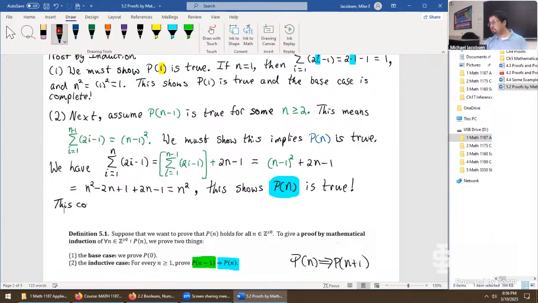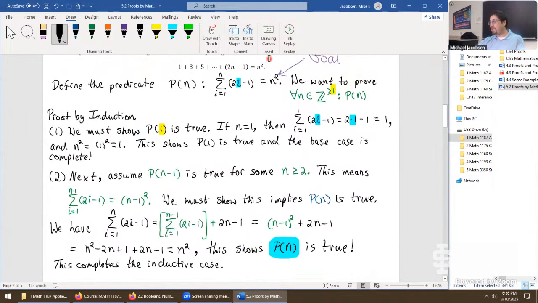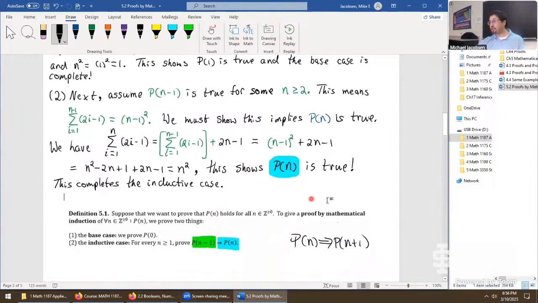this completes the inductive case. And what more you want to say at this point is kind of up to you as a stylistic choice. You could say the proof is complete. You could say we show this fact here by mathematical deduction. Really kind of up to you.